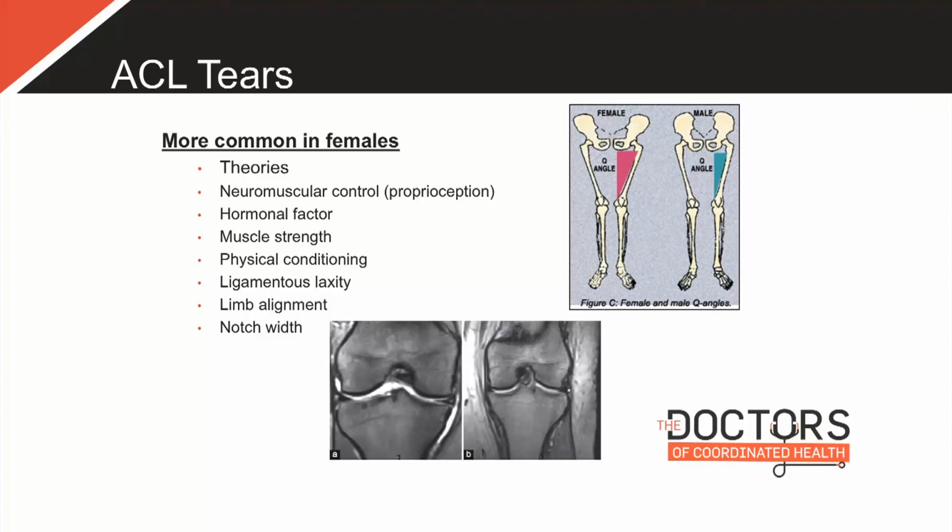So there are reasons why this happens. I think neuromuscular control goes a long way, because if we can prevent these injuries, that's way better than treating them after the fact.